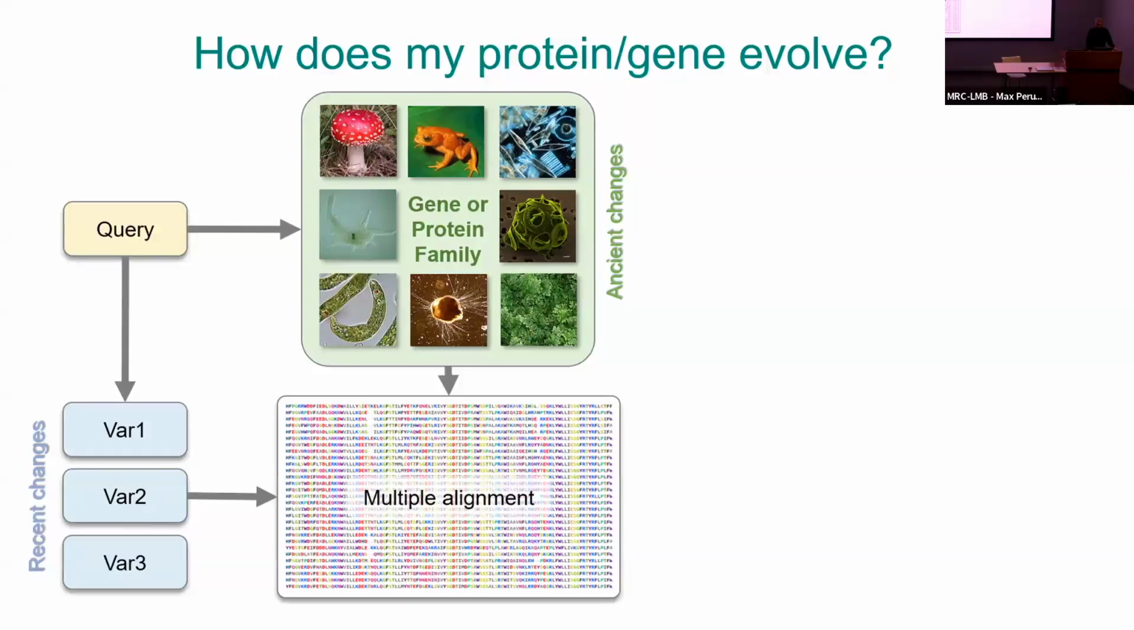So once we've got a multiple alignment of our sequences, we can immediately see how the conservation of different amino acid sites or nucleic acid sites varies. Okay, and that gives us important biological clues.